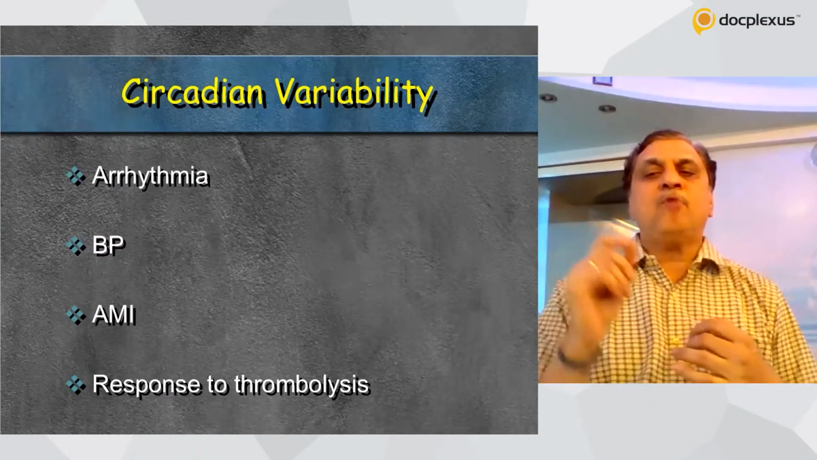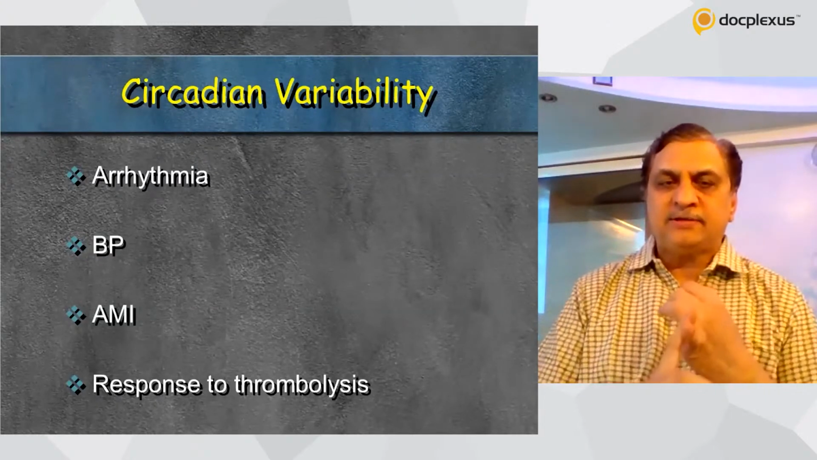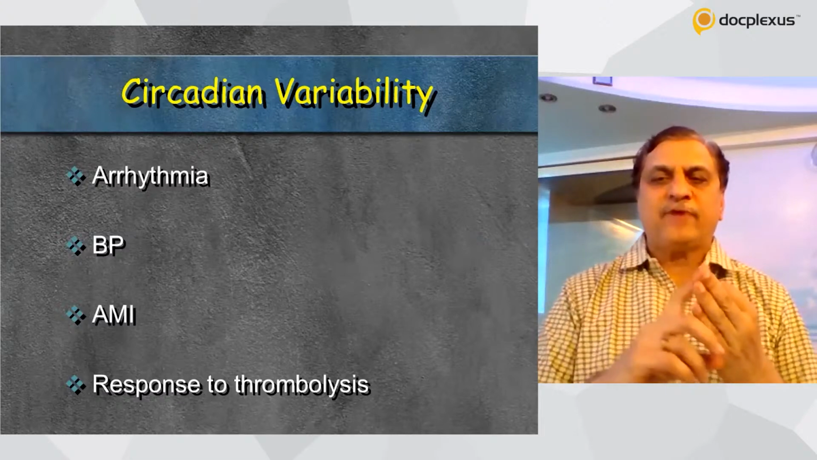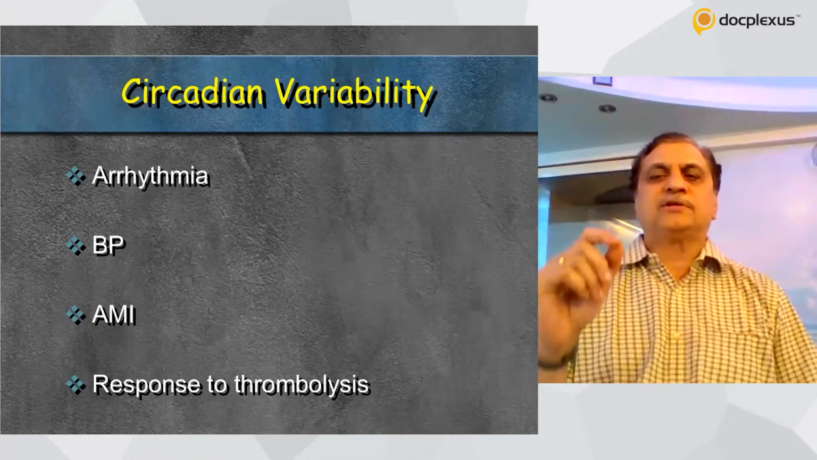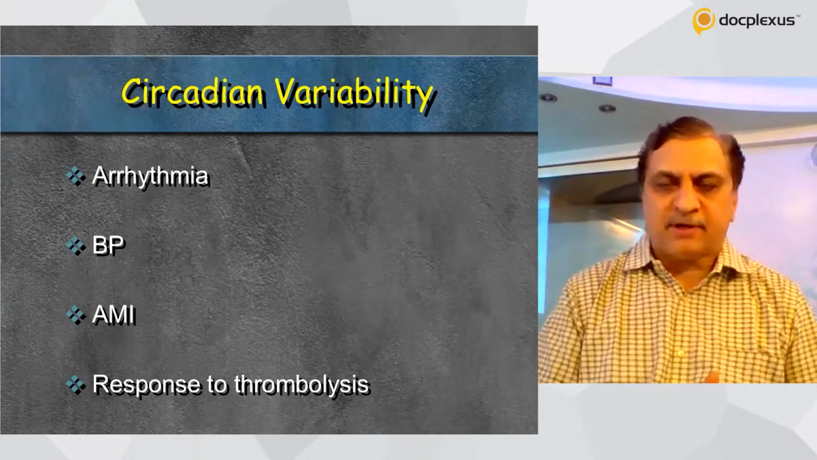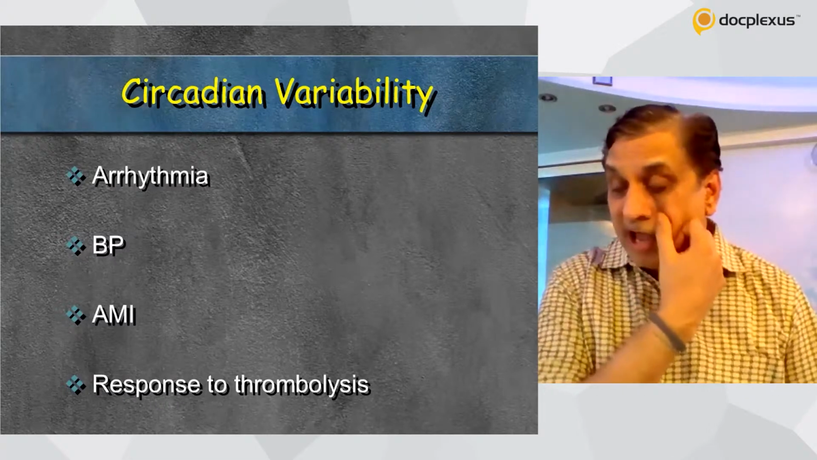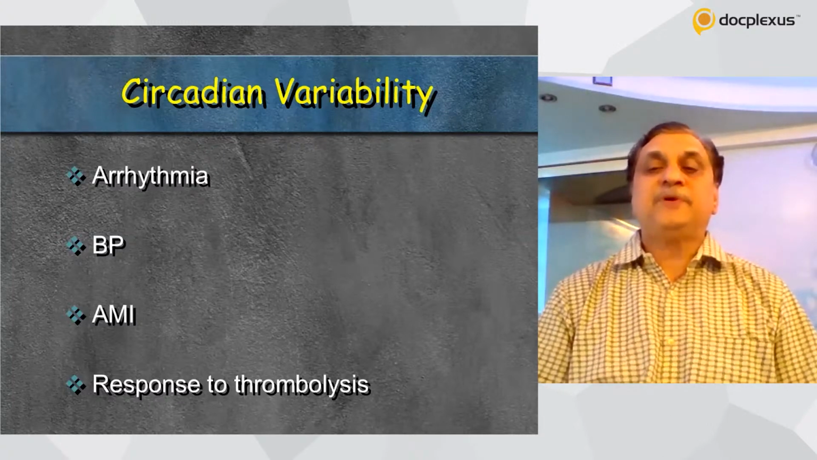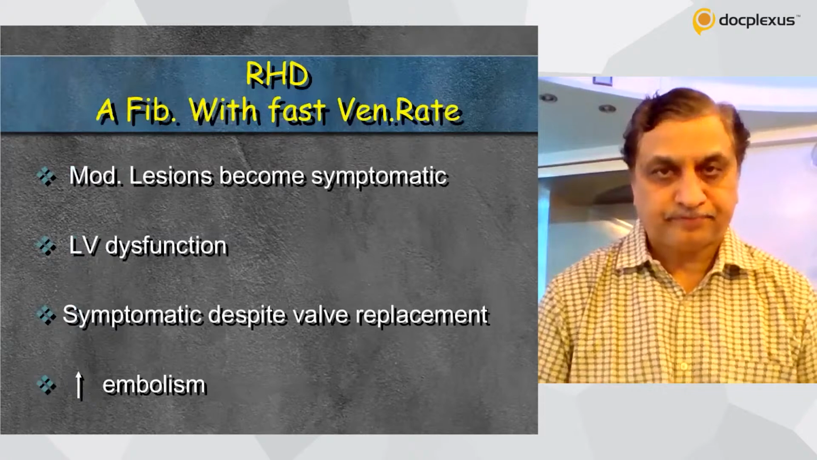Overall, in the early morning hours between 3:30 and 5:30, there are more arrhythmias, more incidence of BP surges, more incidence of AMI, more incidence of stroke, and poor response to thrombolysis in the early hours of the morning. So circadian variability is for different parameters. One of them is heart rate, and that is important. So if there's no dip in the heart rate during sleep, especially in diabetics with neuropathy, in autonomic neuropathy, it is not good.